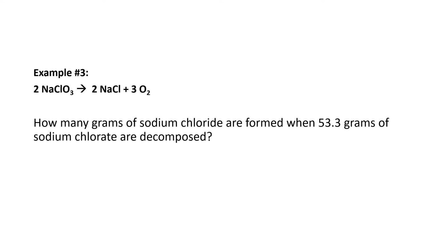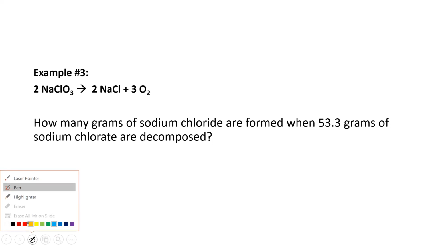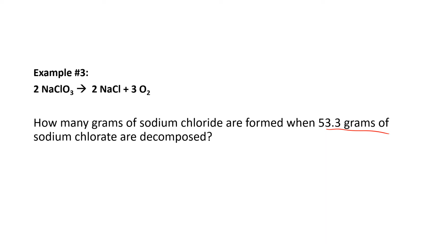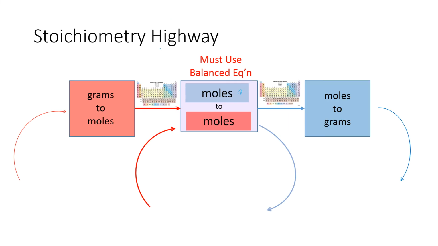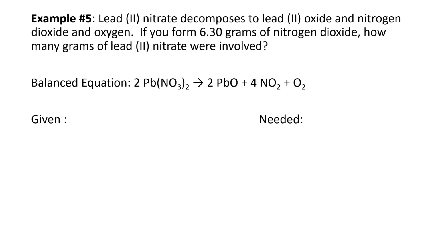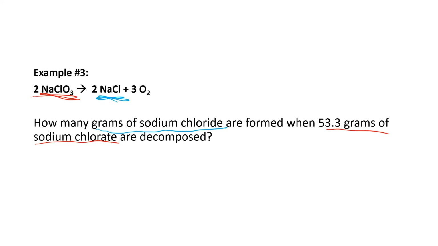We have 53.3 grams of sodium chlorate, NaClO3, which is this one. And we need to figure out how much sodium chloride. So grams. So now we're going back to grams of sodium chloride, which is that one. So there's 2 sets of grams. So looking at our highway here, we're going to need the periodic table twice. There's 2 sets of grams, once for the sodium chlorate and once for the sodium chloride.